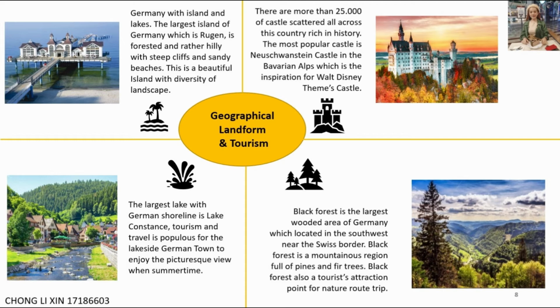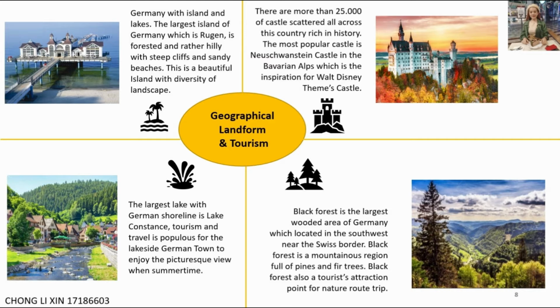To proceed with the geographical landforms and tourism of Germany, I think this part will be more interesting. Germany has islands and lakes, and the largest island of Germany, which is Rügen, is forested and rather hilly with steep cliffs and sandy beaches. This is a beautiful island with a diversity of landscape.